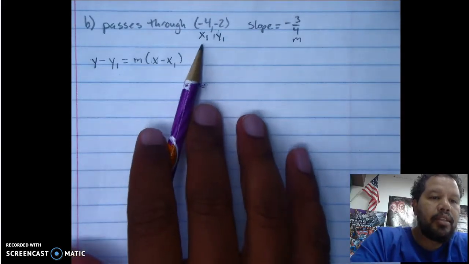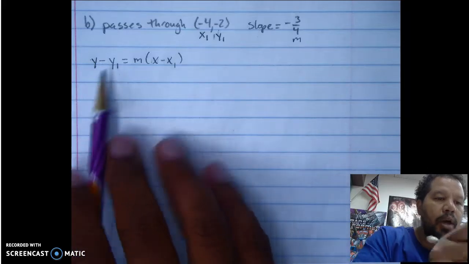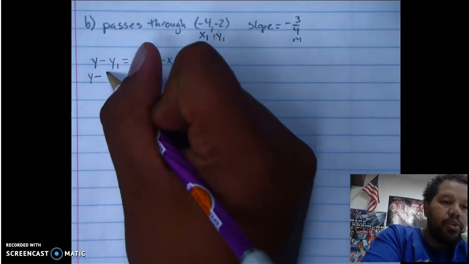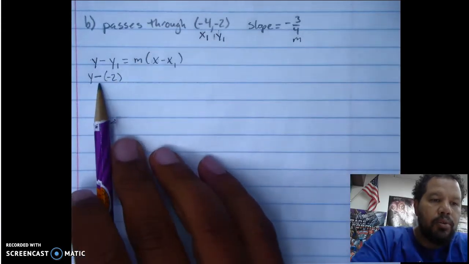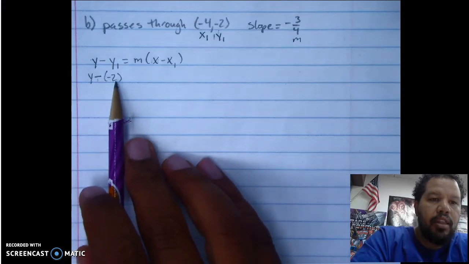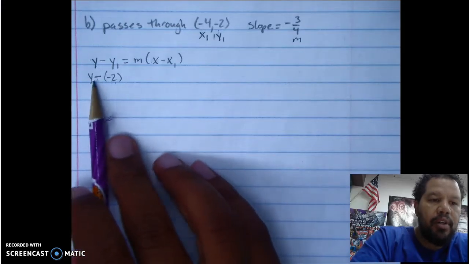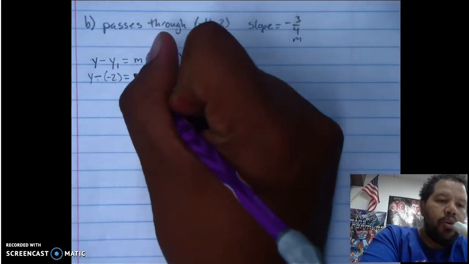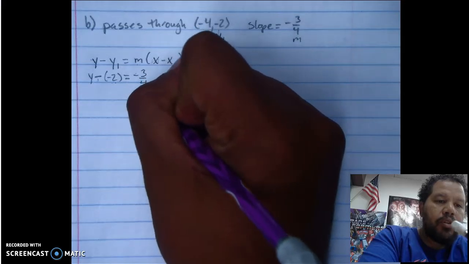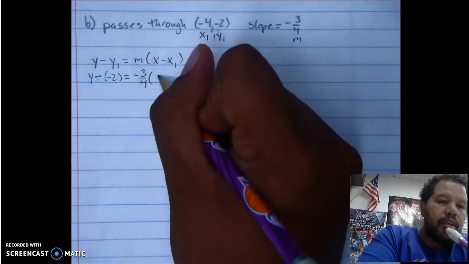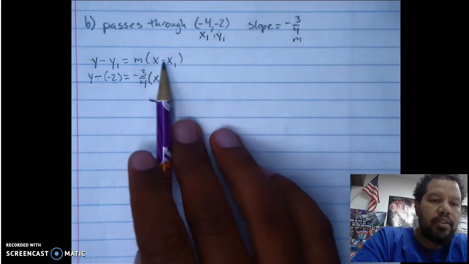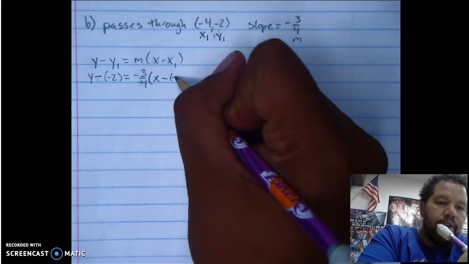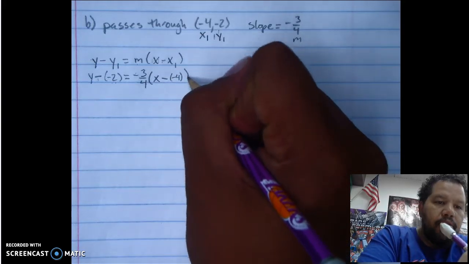And now I'm going to go ahead and substitute the values in. So here I have y minus y1, and y1 is -2. So take note that the form has a subtraction, and then the value y1 is a -2, so I have a double negative right there. Equals m, and m is -3/4, so I'm going to put -3/4 outside the parentheses. x minus, so again I have that subtraction in the form, and the x1 is also a negative number, so I'm going to have that double negative right there.